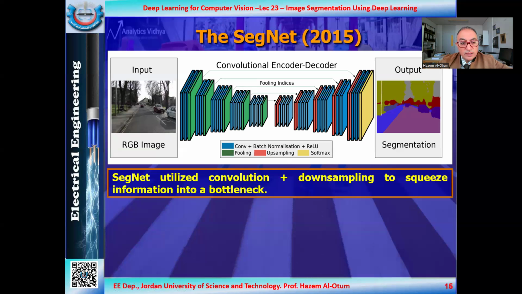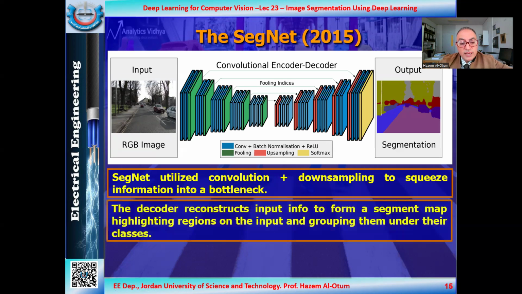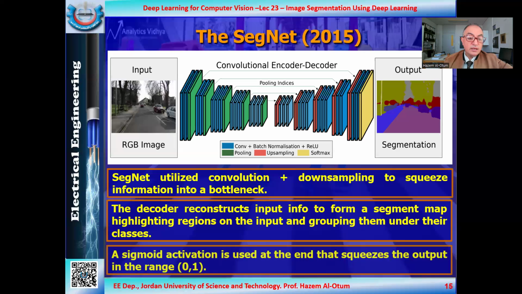So in this case, we have SegNet. It implements a convolution plus max pooling to downsample and to squeeze information into a bottleneck. Then the decoder reconstructs from this bottleneck. It highlights the regions where the input has a specific class and groups them in classes. If we have just two classes, we use the sigmoid activation function. Otherwise, we use other types of segmentation activation functions like the softmax activation function.